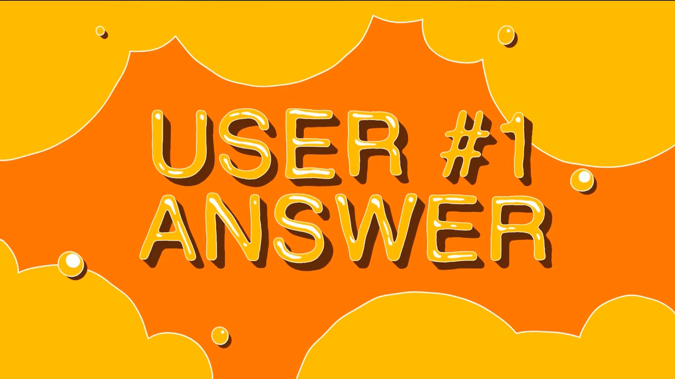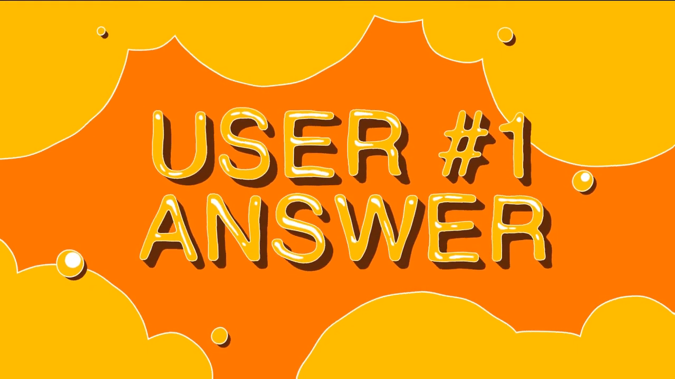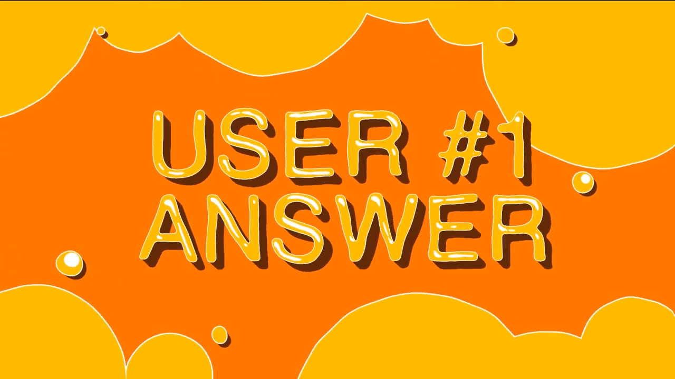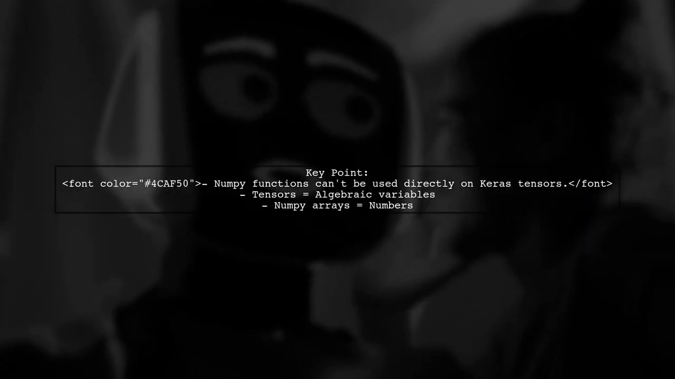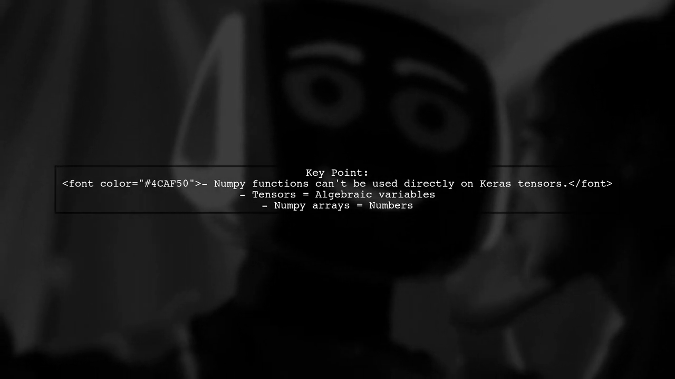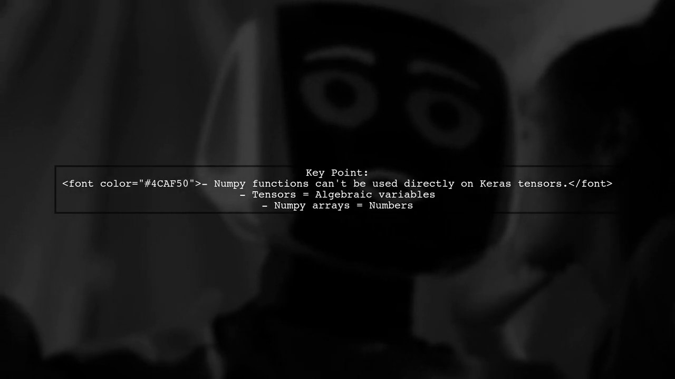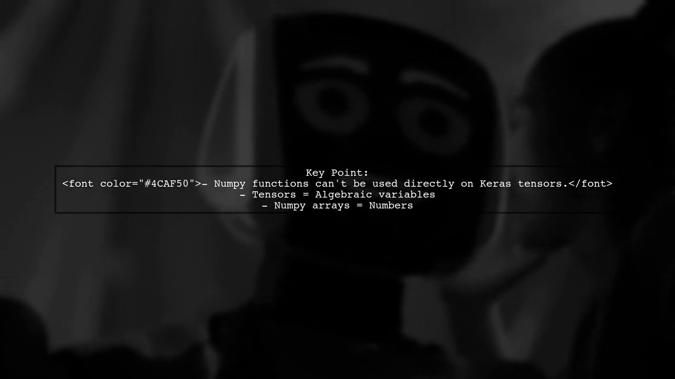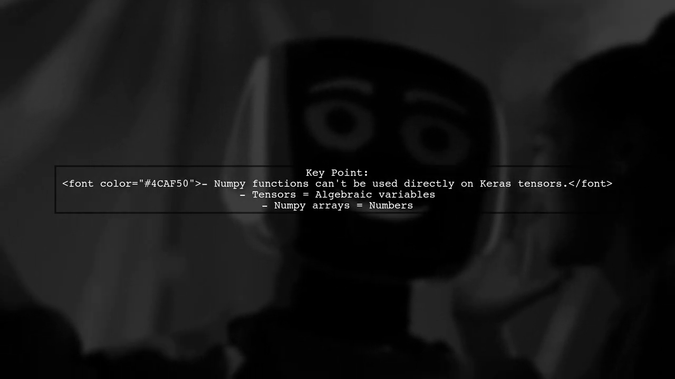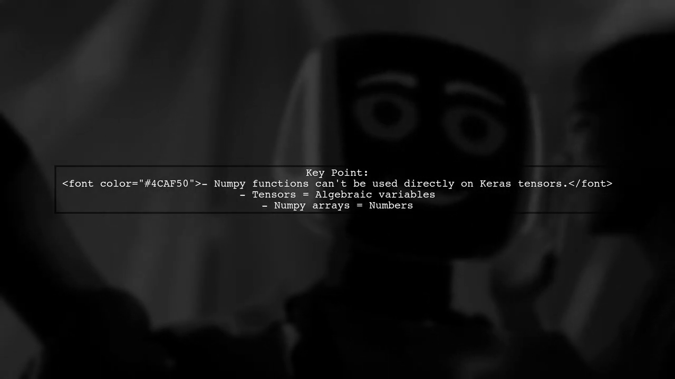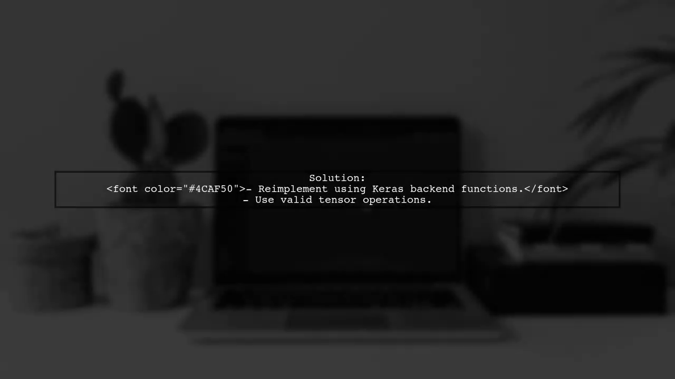Let's now look at a user-suggested answer. Using NumPy functions directly on Keras tensors in a loss function isn't possible because they aren't implemented in TensorFlow or Theano. Tensors are algebraic variables, while NumPy arrays are just numbers. However, you can re-implement the desired NumPy function using Keras backend functions. This way, you can perform valid tensor operations without issues.